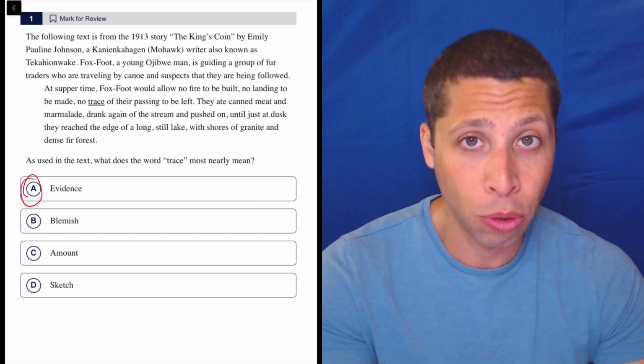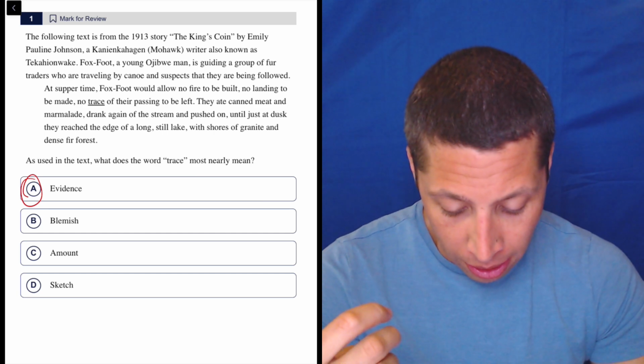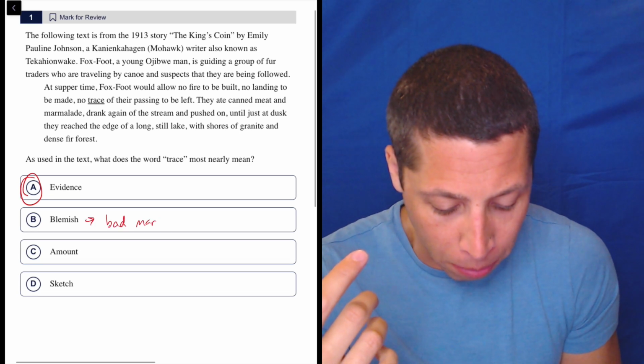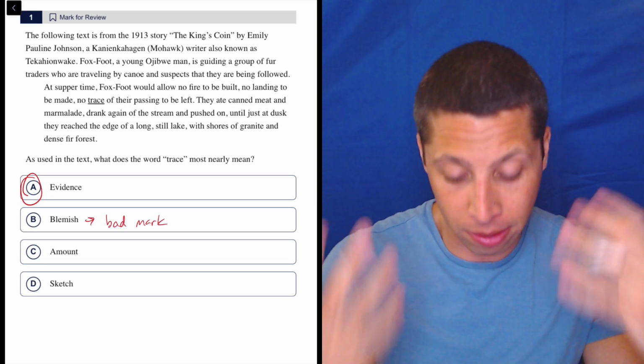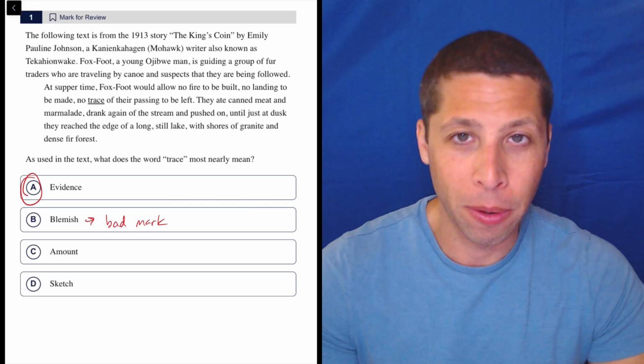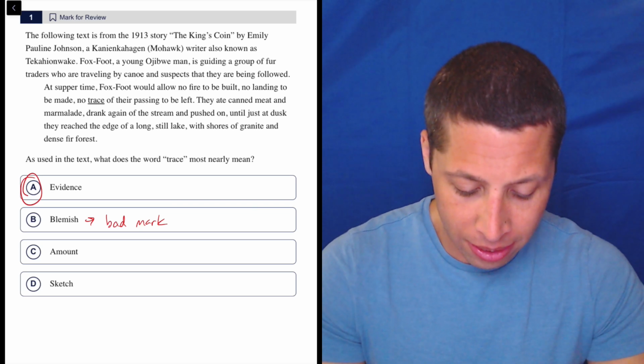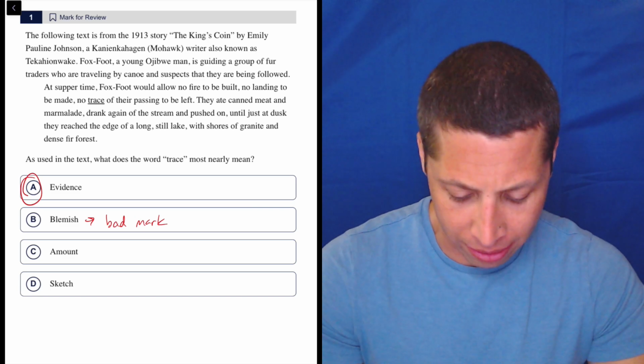You could just take the answer choices and plug them in and see. A blemish is kind of like a bad mark. You kind of get blemishes on your skin, right? You get little marks that impact the perfection of your own face. So there's nothing negative about this.